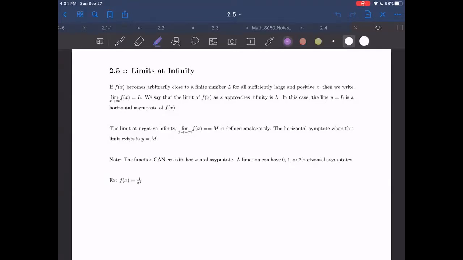Okay, so if f of x, some function, becomes arbitrarily close to some number L, that's a finite number, for all sufficiently large and positive x, what that means is if x is blowing up and getting really big and going off towards infinity, our function is going to get closer and closer to some number value. So we write that the limit as x approaches infinity of f of x is equal to L, whatever that number is. In this case, our line y equals L is going to be our horizontal asymptote.